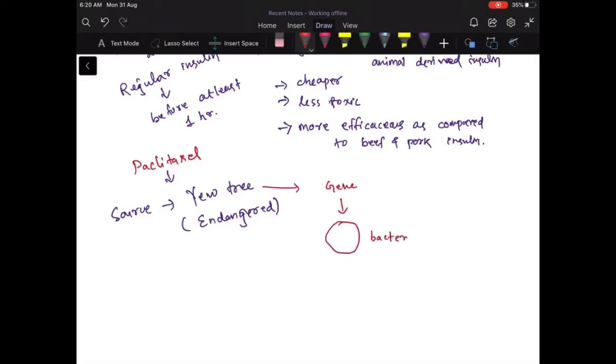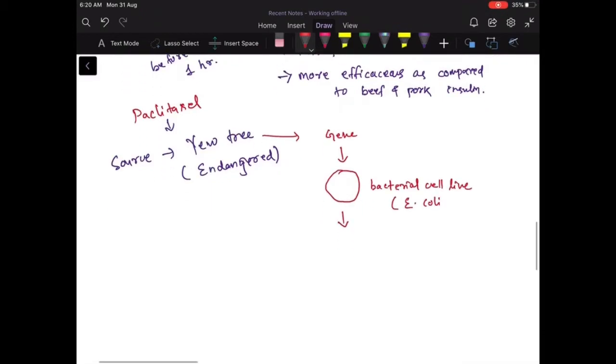In this case, we have taken a bacterial cell line, an example is E. coli, and the product obtained in this case is paclitaxel.